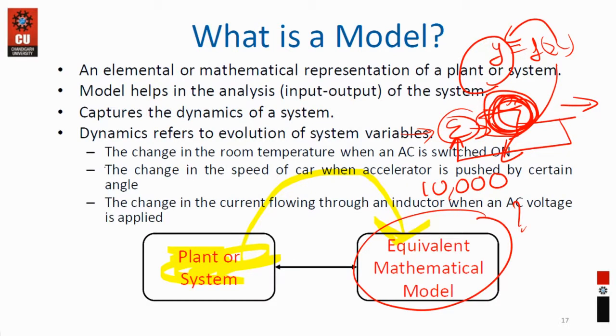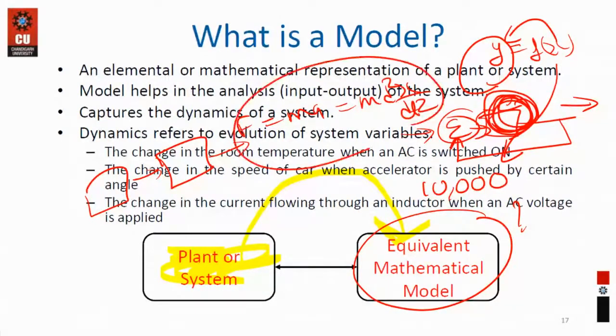Similarly, if we are making a self-driven car, you are talking about the friction model, you are talking about the pedals of the car, and you are saying force is equal to mass into acceleration. So you will get the displacement as m of d2x by dt square. But what about the rest of the models?